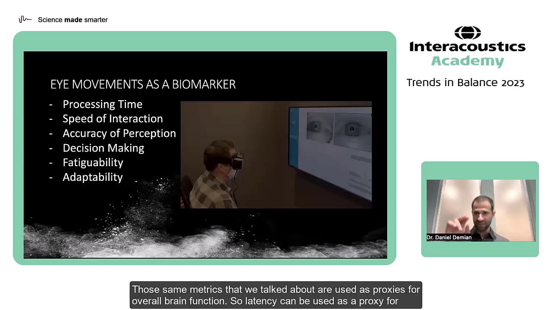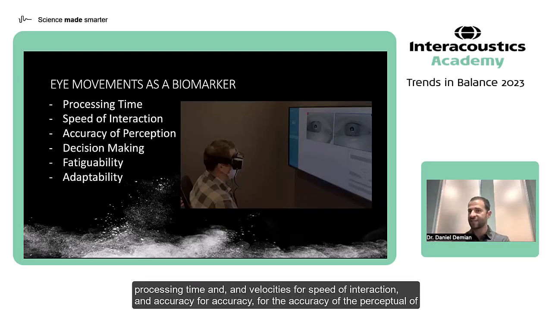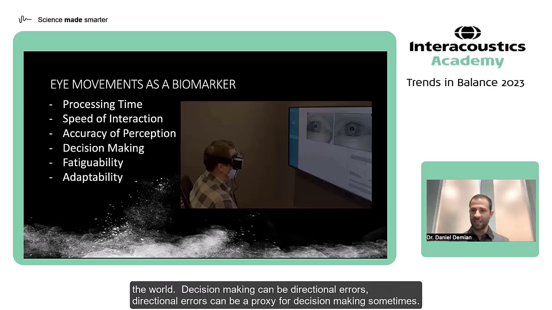Those same metrics that we talked about are used as proxies for overall brain function. So latency could be used as a proxy for processing time, velocity for speed of interaction, and accuracy for the accuracy of the perception of the world. Decision making can be assessed through directional errors. Directional errors can be a proxy for decision making sometimes.